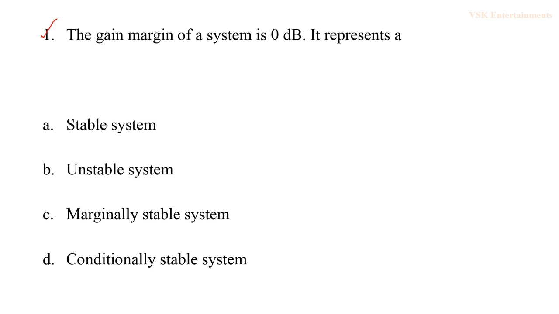Coming to first bit, the gain margin of a system is 0 decibels, then it represents A. Options are stable system, unstable system, marginally stable system and conditionally stable system. Here gain margin is the parameter in the Bode plot. By using this gain margin value, we can analyze the system. That is, given system is stable, unstable or marginally stable system. Here gain margin is defined as the magnitude of a system at phase crossover frequency.